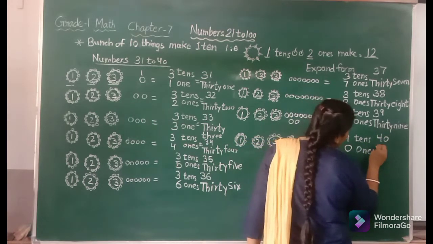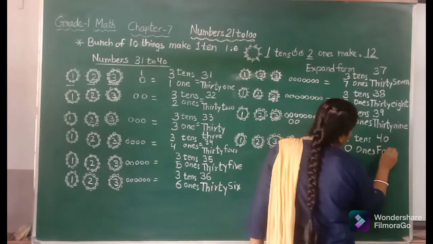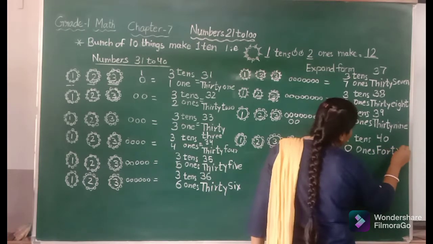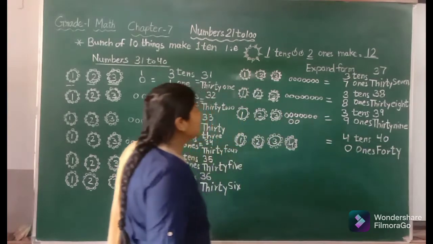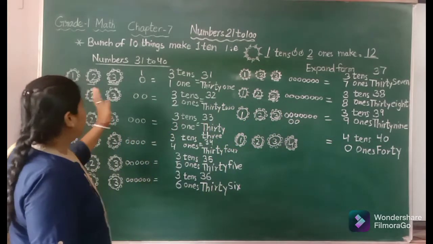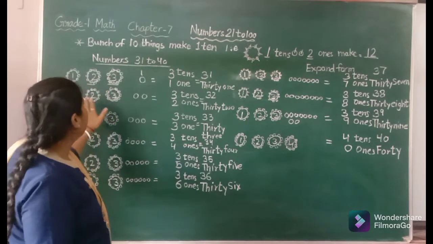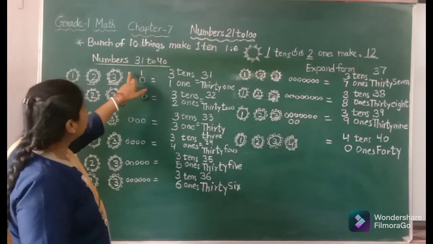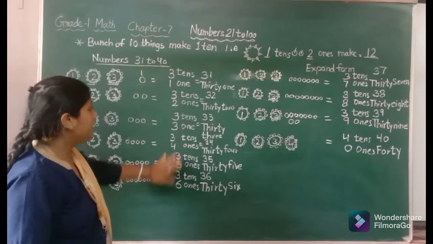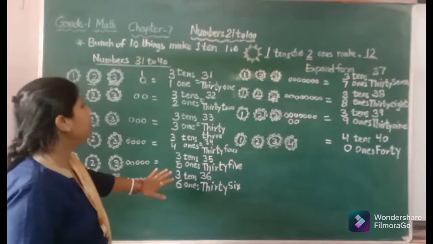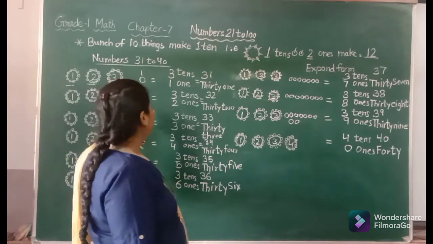And what is the spelling of 40? F-O-R-T-Y. 40. So kids, this we have to know here. Tens are how many tens? Make a one bunch. And 31 to 40 we have to write here the number names and number. So this is 31 to 40.